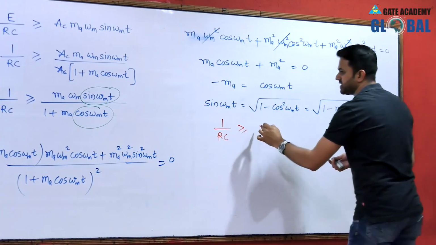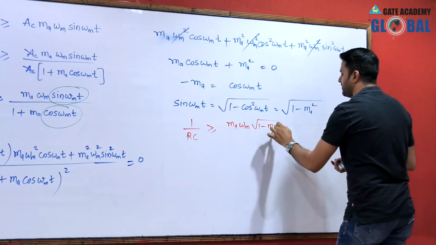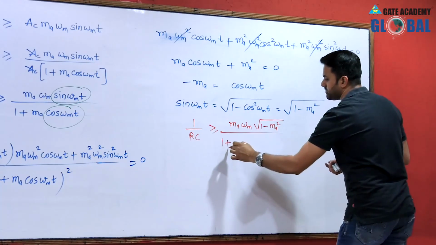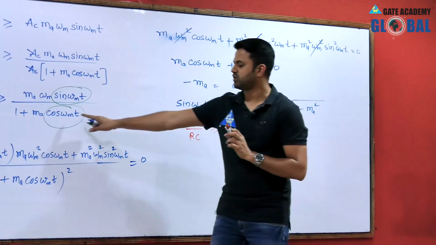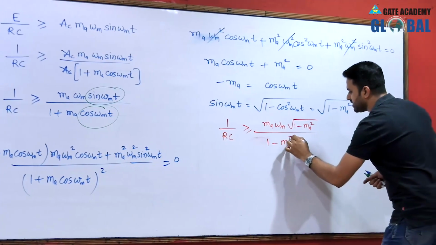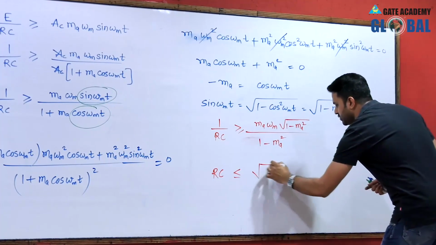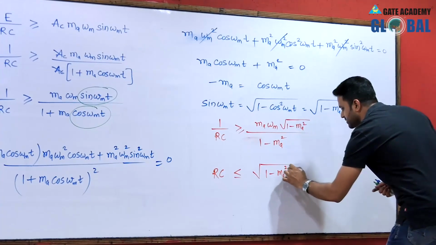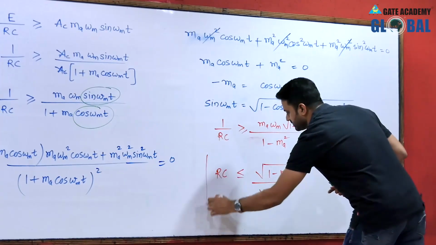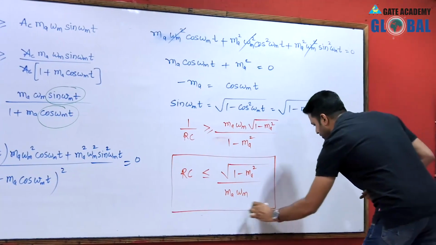That is, 1 upon RC should be greater than or equal to MA into omega m root over 1 minus MA square divided by 1 plus MA, and cos omega mt is minus MA. So we get 1 minus MA square, or after solving this you will get RC less than or equal to root over 1 minus MA square divided by MA into omega m. This is the value of time constant for a single tone modulating signal.